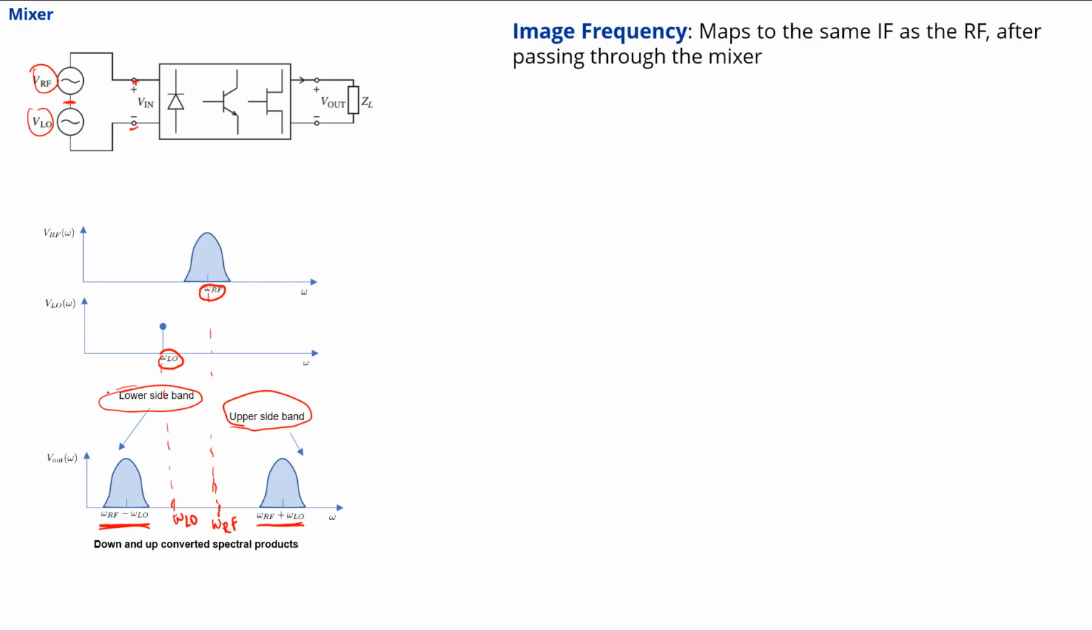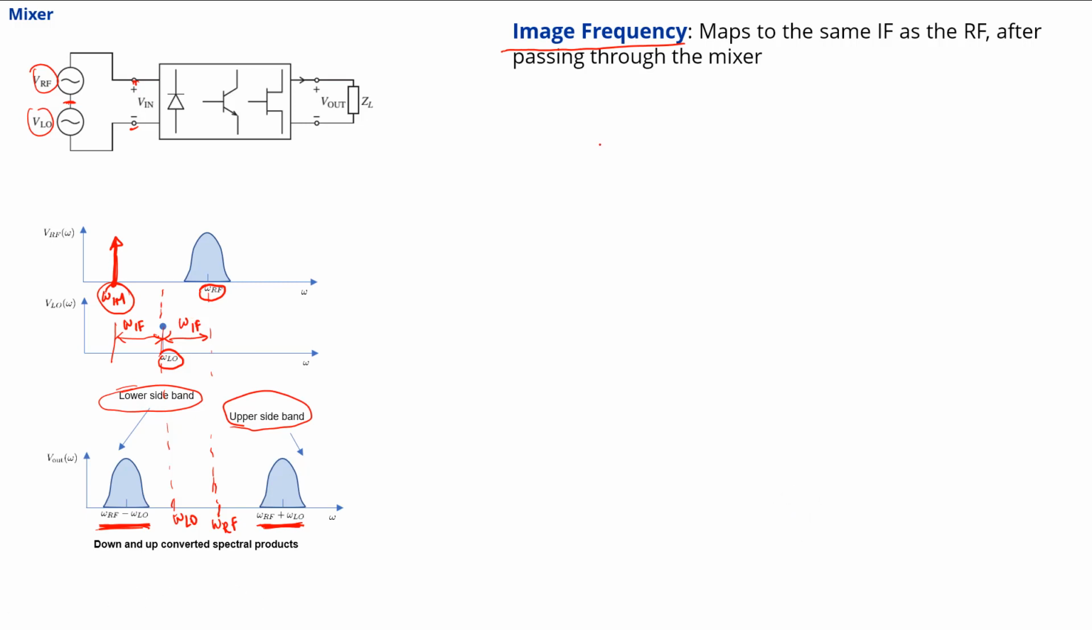Now something interesting happens when we have a mixer in a receiver chain. When this mixing process leads to two different side bands, lower and upper, there are chances that if there is an interference somewhere below, let's say some interference frequency here, which we call the image frequency, and this image frequency is as far away from the local oscillator frequency as the RF signal is, which in this case is the intermediate frequency omega IF, then the upper side band of the image frequency can technically overlap with the lower side band of the RF frequency.